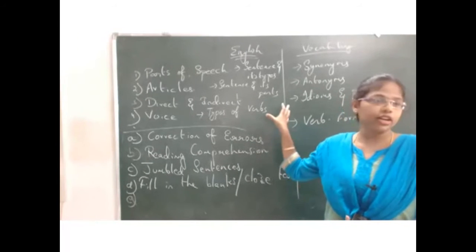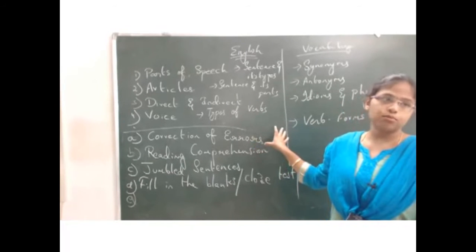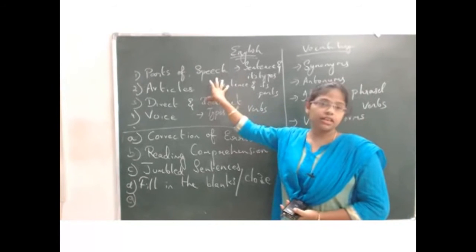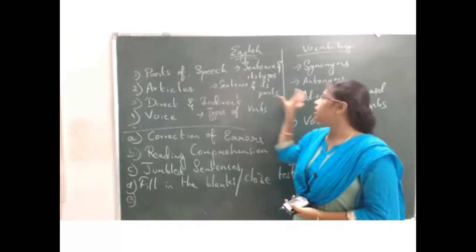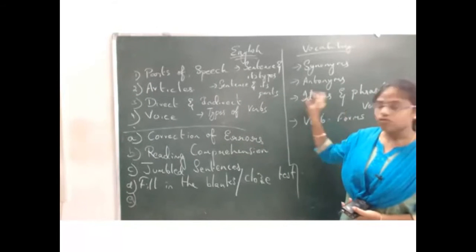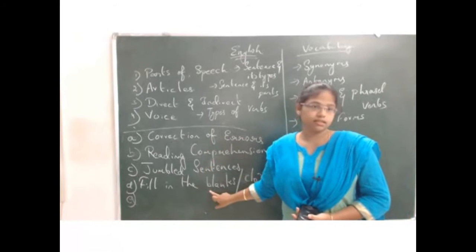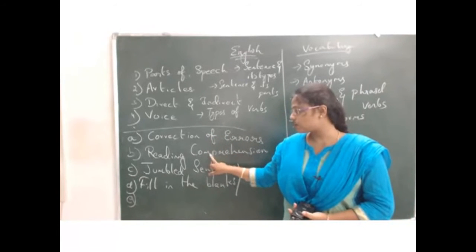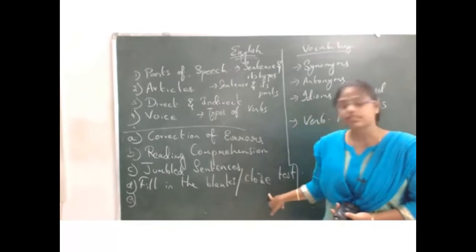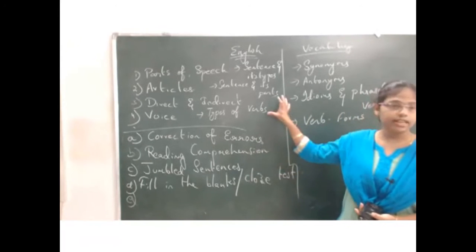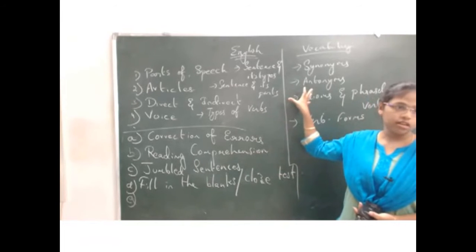Okay, actually there will be many topics in English, but these are important topics. And these all come under functional grammar. And this is vocabulary part. Both combination, in your examination, you will get all these topics. Like correction of errors, reading comprehension, jumbled sentences, fill in the blanks and closures. So based on these 4 topics only, we have to read the functional grammar or vocabulary.